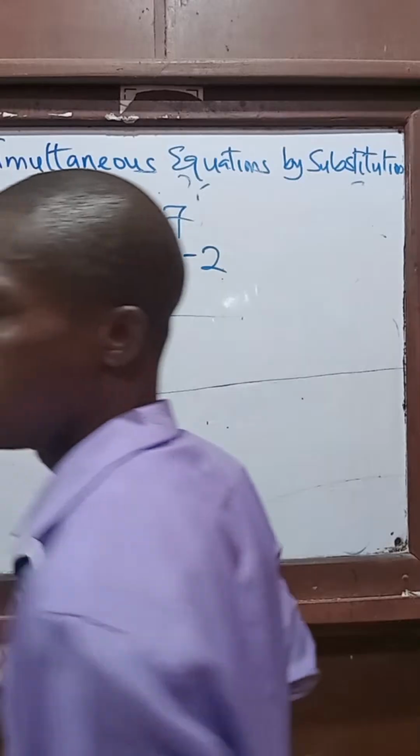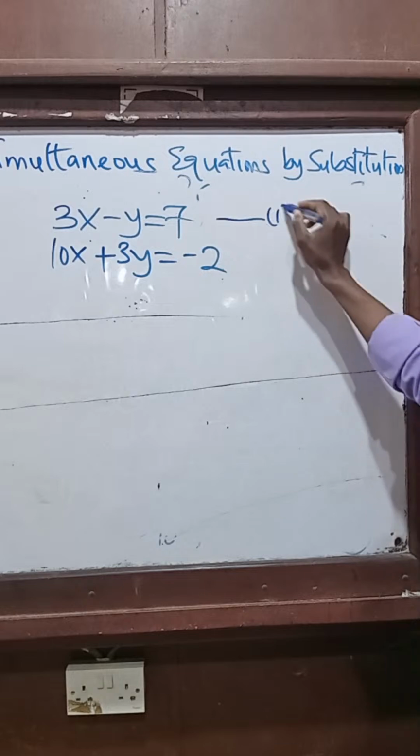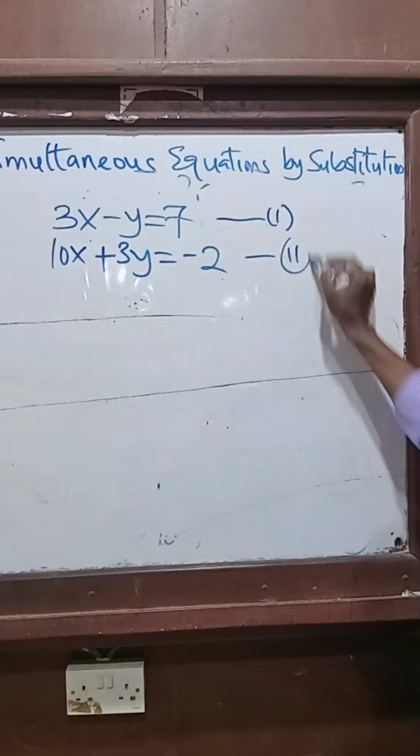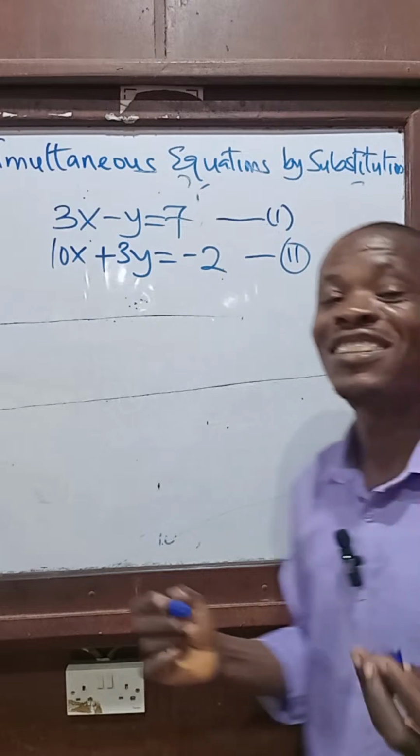So this is the equation we have. Call the first one equation 1. Call the second one equation 2. We are using the substitution method. This is simultaneous equation.